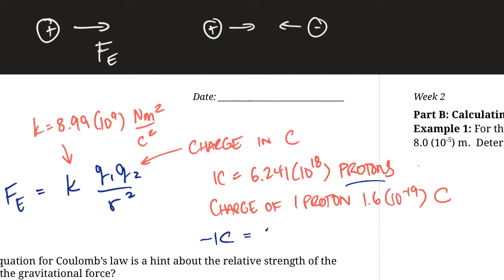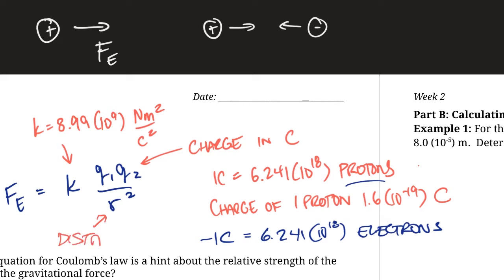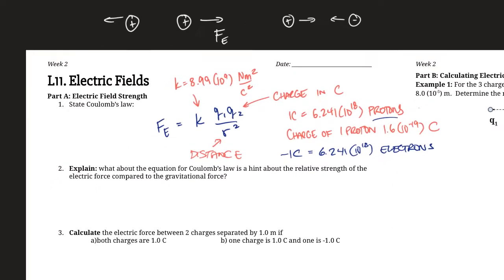So negative 1 coulomb is 6.241 times 10 to the 18 electrons. Electrons are negative in terms of charge, protons are positive. So that's what the Q's are in the equation. And the R squared, the R is just the distance between those charges. Sometimes R is used, sometimes D is used. R just stands for radius, basically, the radius between those two things. All right, so that's Coulomb's law.